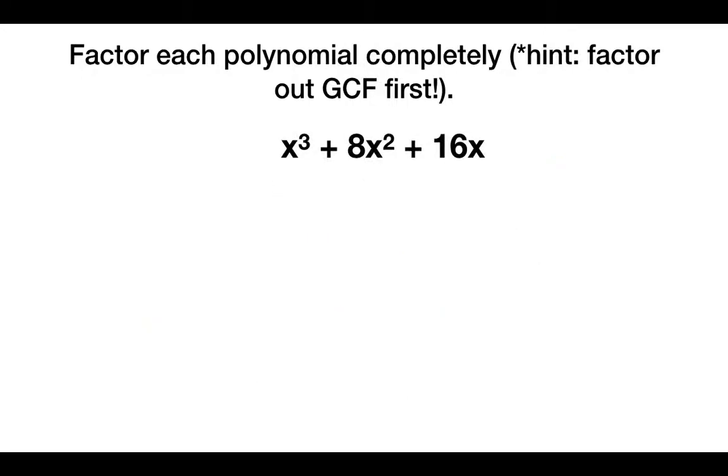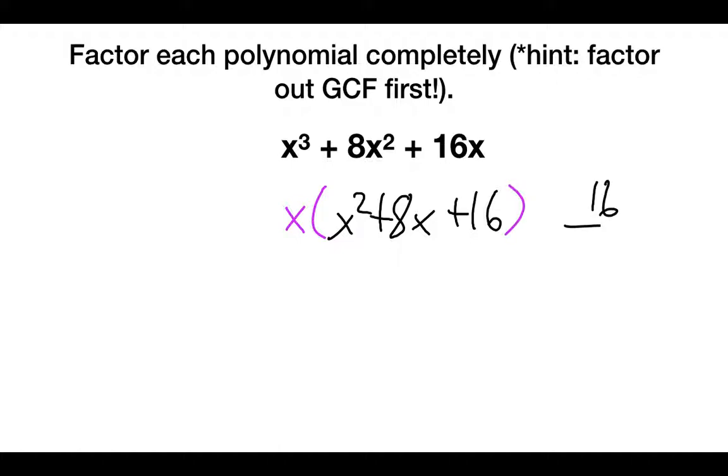Let's try another one. All right, the greatest common factor is x times, in this case, x squared plus 8x plus 16. Now, in this case, if we factor out this 16, I want to keep my color coding correct. So if we factor out this one, we're going to factor out 16 for two numbers that multiply to be 16 and add up to be 8. In this case, the two that add up to be 8 are 4 and 4.